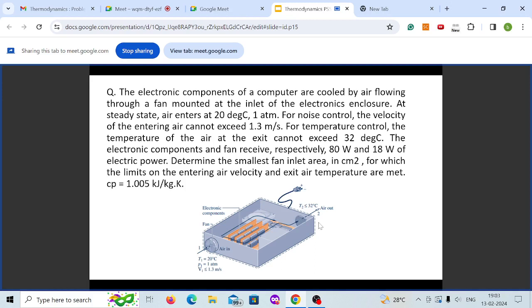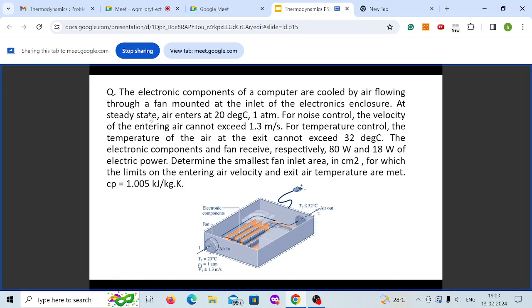So moving on, the next problem is we have an electronic component of a computer which is cooled by air flowing through a fan mounted at the inlet of the electronic enclosure. So here in the figure we see that there is an electronic component in the enclosure. At the bottom there is air in, there is a fan which is pushing some air inside and it's cooling the electronic components, and it's exiting from state 2.